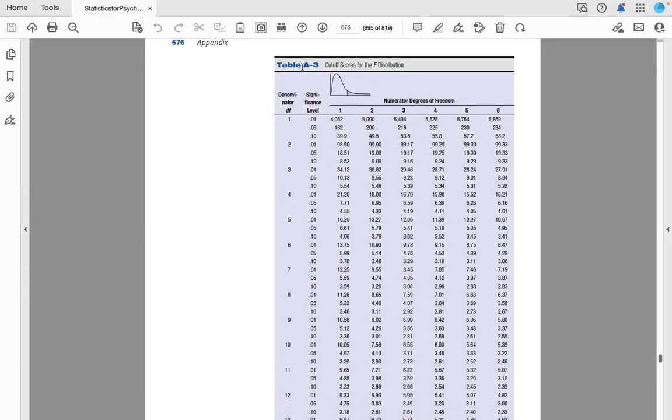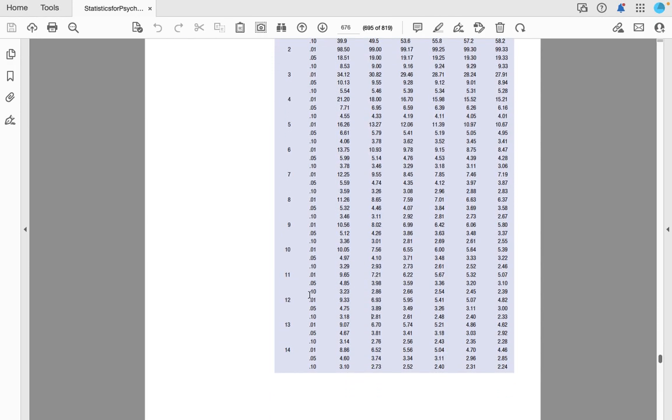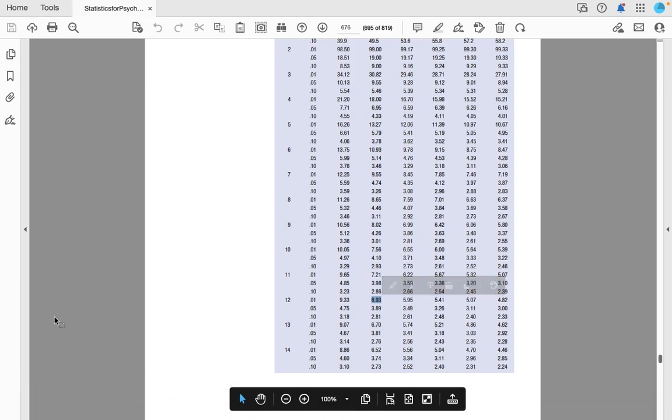So if I go over here to my F table, I'm going to look at the 2 column for our numerator. So that's going to be our DF between. And I'm going to go down to 12 over here for our DF within. And our alpha level is 0.01. So that should give me a critical value of 6.93. Let's see if I'm right.